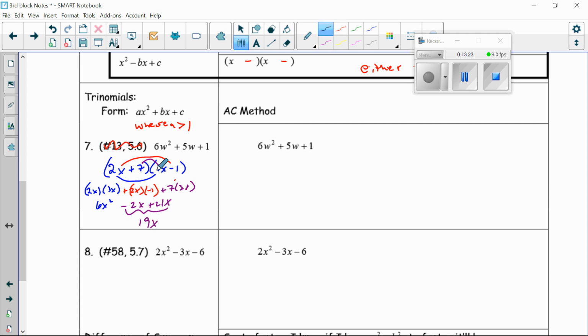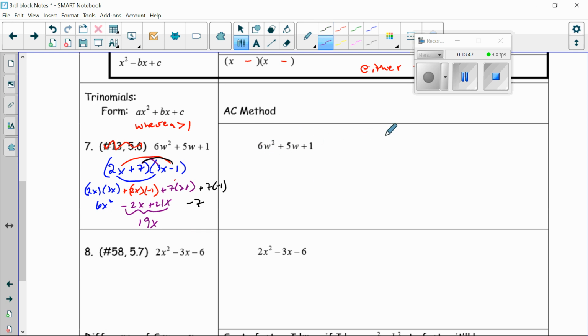And then those last two terms, I'm going to take the 7 times the negative 1 to give me my constant term of negative 7. So I put that in the wrong place. 7 times negative 1, so that I have that negative 7 in the back there. And so because of how those interact and work together, we can break this trinomial down.